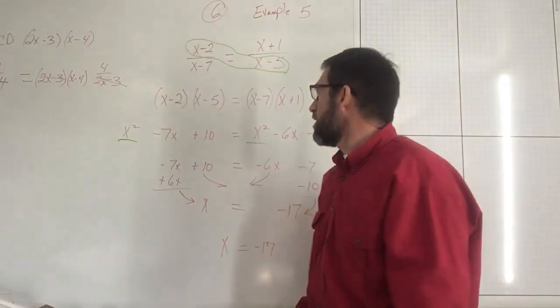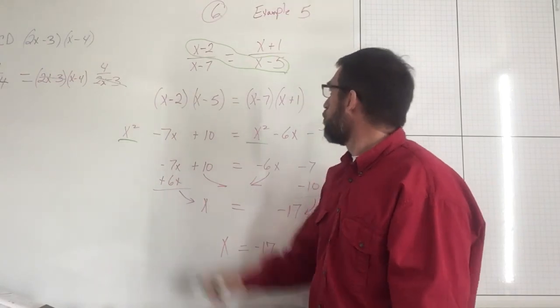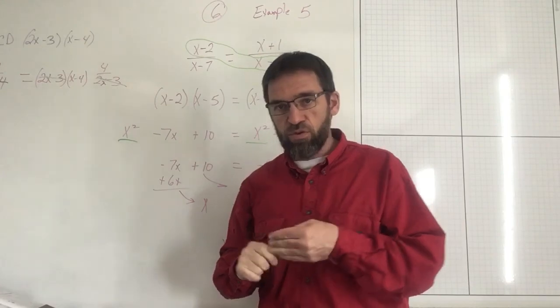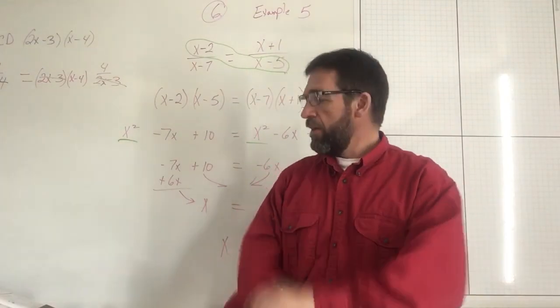And now you can check again and put negative 17 here, and see how that comes out. It does not come out to 0. Or you can put negative 17 here. You want to make sure that it doesn't come out to 0. You just need to do that little check at the end.